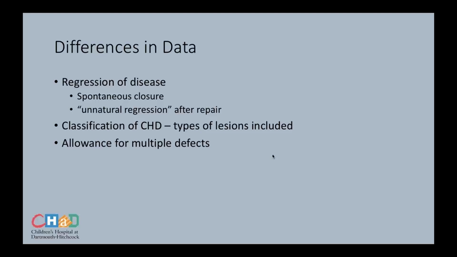And then the other big thing that changes these rates is the allowance for multiple defects. So if a patient has multiple congenital heart disease defects, do you just count that as one CHD lesion and use the most prominent or severe defect, or do you include all the defects and count those as separate encounters? That can also alter the prevalence rates a lot, depending on how you're coding and how you're pulling rates.